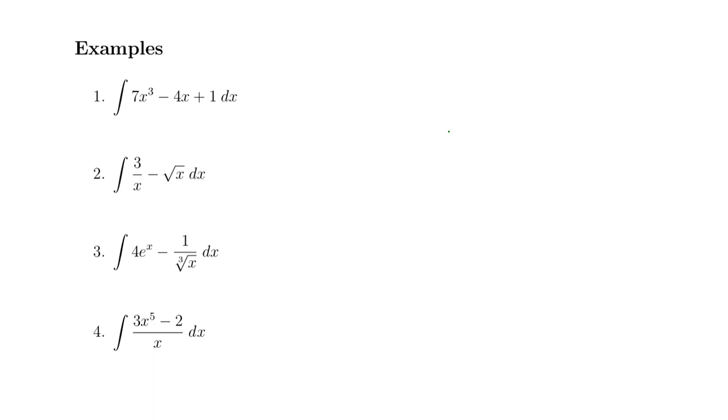If you need a hint, I'll rewrite things for you. This one doesn't get rewritten, so I'll just leave that one. This one, though, we can rewrite. I'm going to rewrite this as 3 times 1 over x minus x to the half dx. That might help. And for this one, I'm going to rewrite as 4e to the x minus, this cube root is really an x to the 1/3, but notice it's in the denominator, x to the negative 1/3 dx.